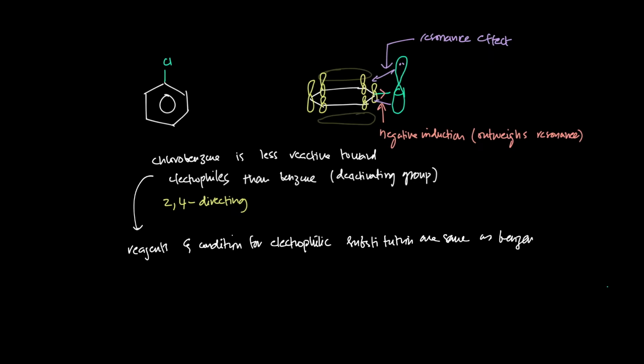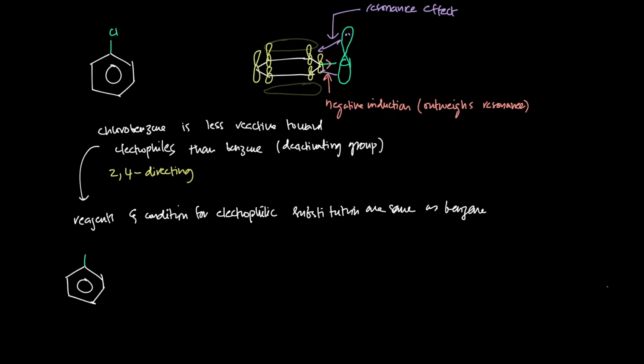Okay, but you would actually need to warm it a bit more. For example, let's say I start with chlorobenzene, and I want alkylation to take place over here. I'm going to have to heat it with AlCl3. So if I use CH3Cl and AlCl3, I will again have to heat it, and what I will get is this product here.